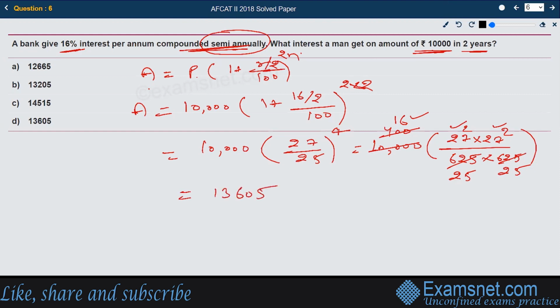13,605. So that is going to be my amount. 13,605 rupees. That is going to be my amount if I follow the scheme that is given to me. The answer is 13,605, and that is going to be option number D as an answer.